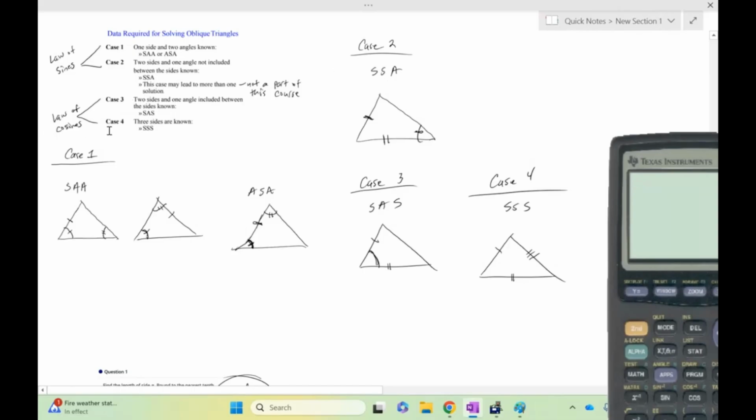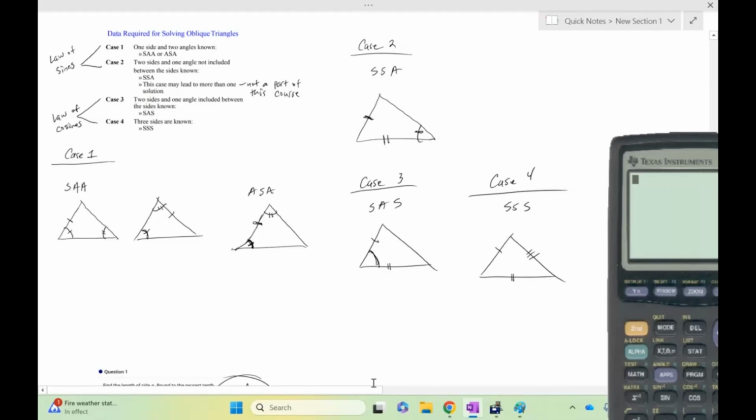Today we're going to deal with the law of cosines. So these are for cases 3 and 4, where you're given a side, angle, side set of measurements. And also if you're given 3 side lengths.